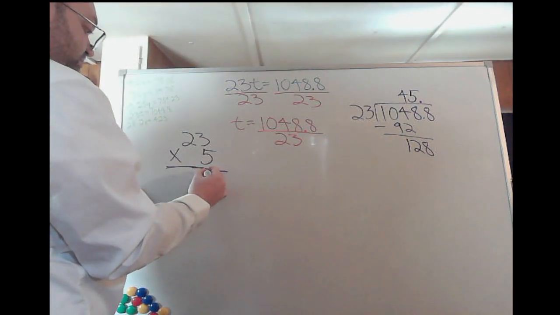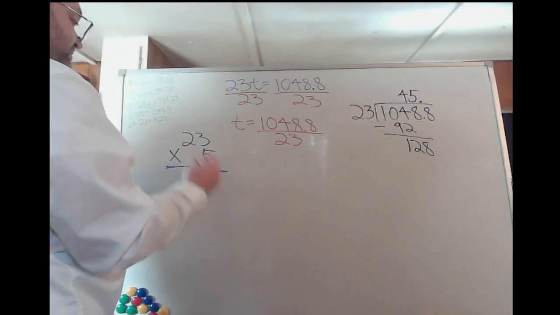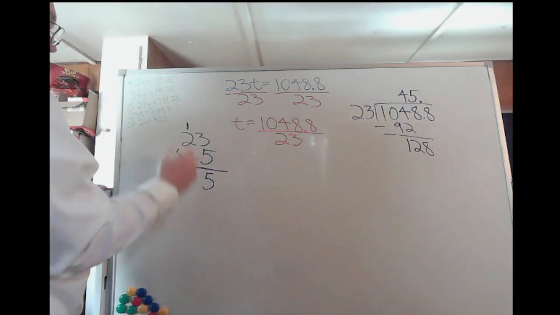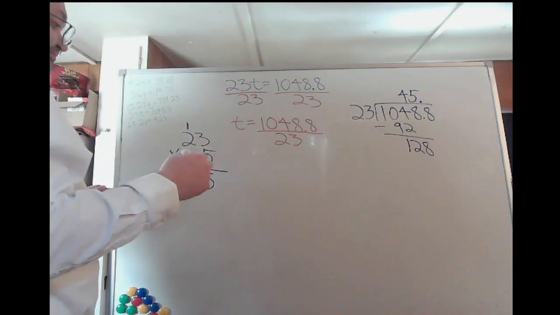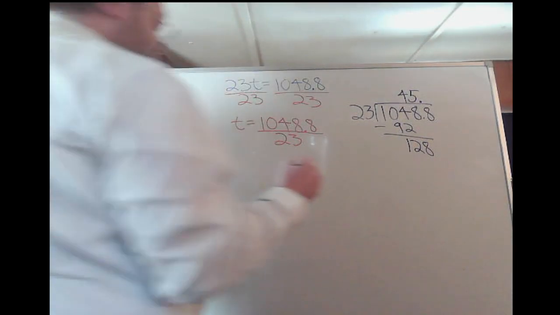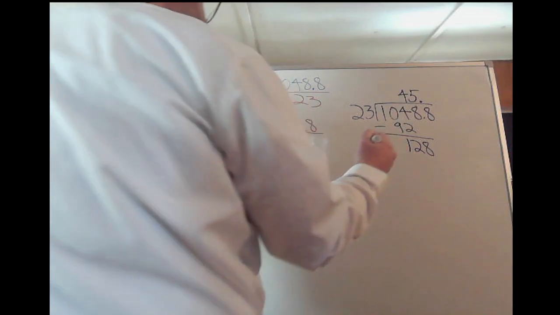So let's put that here. 5 times 23, let's work that out. 3 times 5 is 15. Keep the 5, carry the 1. 5 times 2 is 10 plus 1 is 11. Alright. So 5 times 23 is 115. 128 minus 115, well, that's just going to be 13.